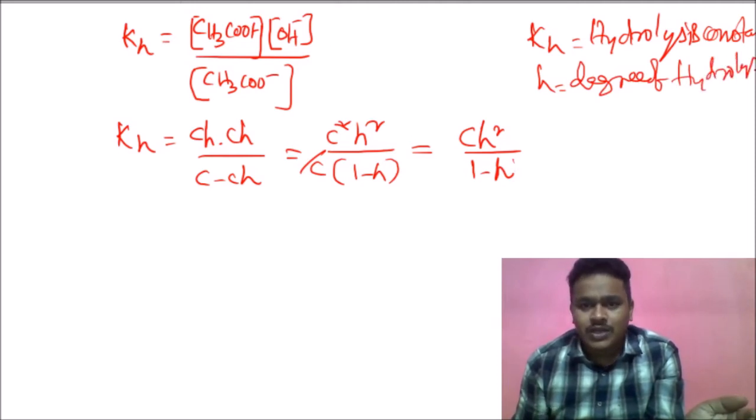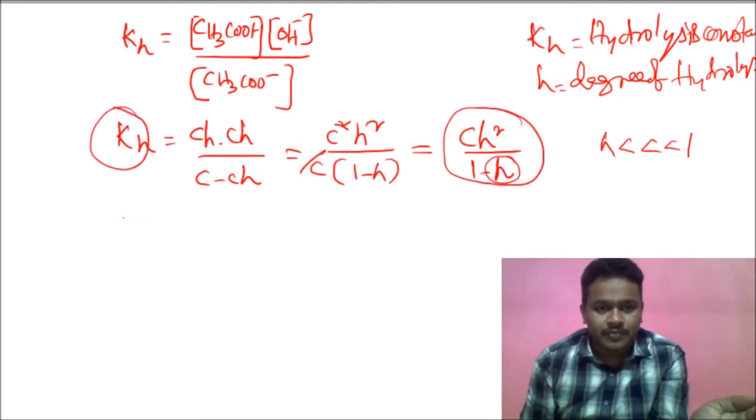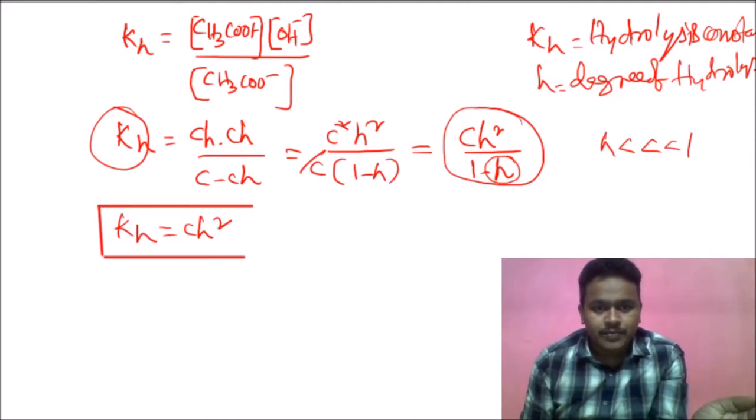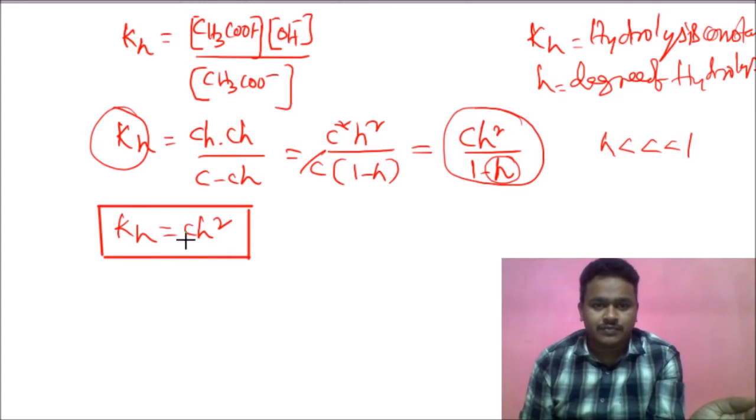Okay. So h is comparatively very much less than 1, so finally what we are going to write is Kh is equal to Ch square. Kh is equal to Ch square. This is very important for me, so I am going to use this further. This is one of the relations.